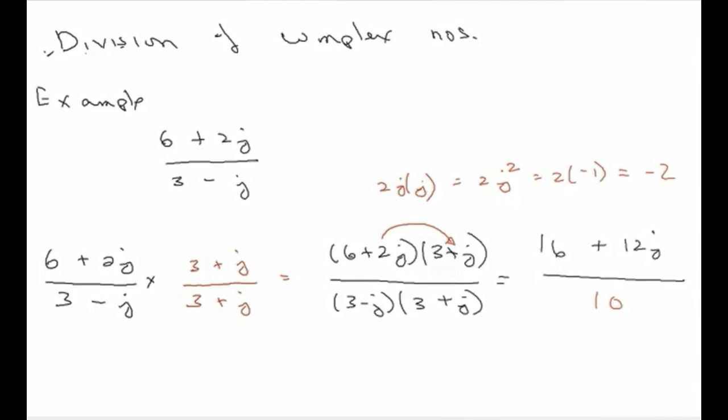Sir, so the j always will be negative? The j square, yeah, j square is always equal to negative 1. Okay, sir.